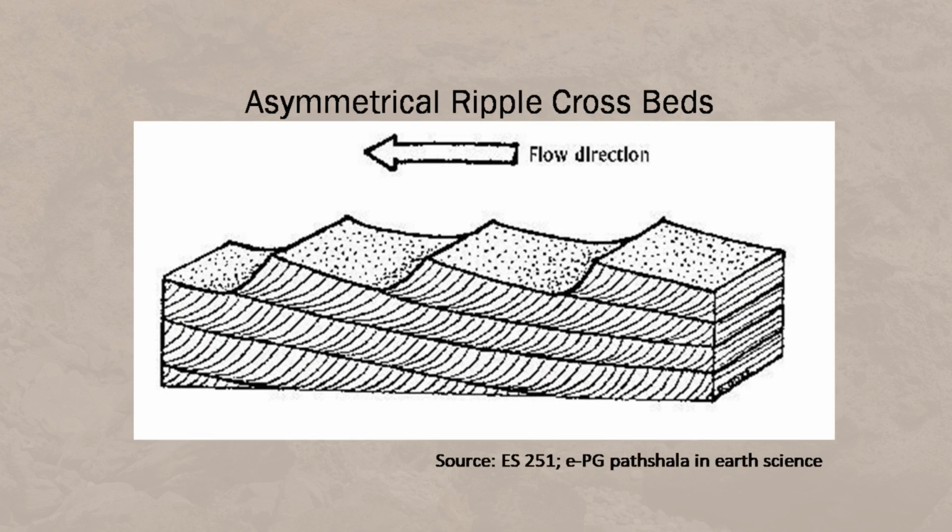Asymmetrical, you can see there is a difference in angulature from the flow direction. The arrow shows the right side is a low angle, and the other side, the left side, is the steep angle.